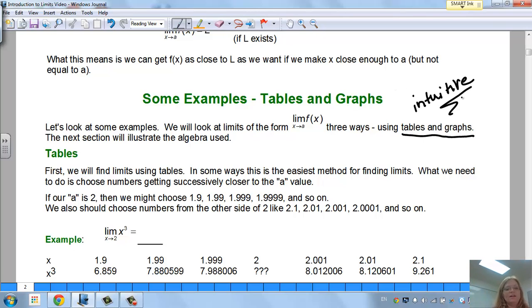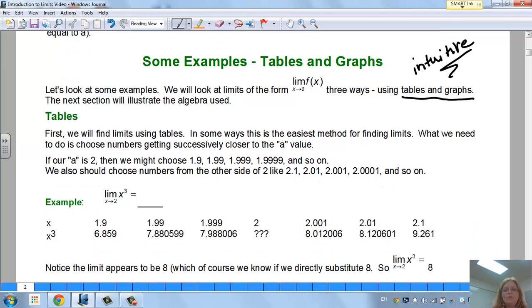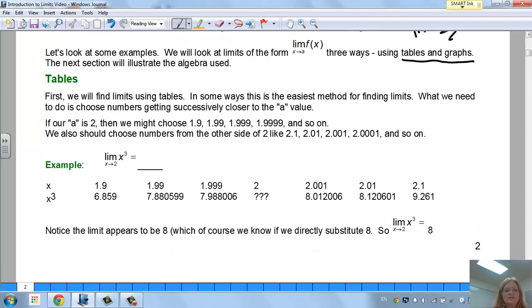First, we will find limits using tables. In some ways, this is the easiest method for finding limits. What we need to do is choose numbers getting very close to the a value. If our a is 2, then we might want to choose 1.9, 1.99, 1.999, and so on. We also should choose numbers from the other side of 2, like 2.1, 2.01, 2.001, etc.